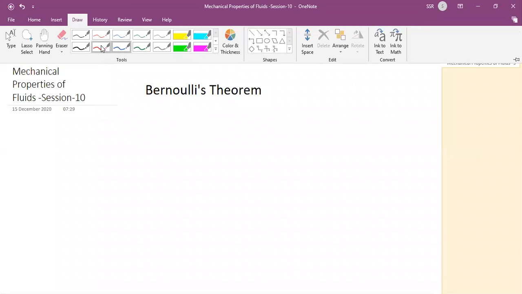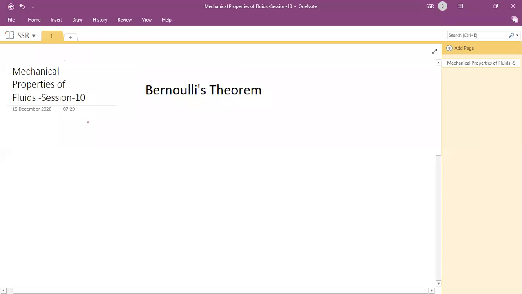Before going to Bernoulli's theorem, first we need to recall different energies. I think energies of flowing fluid we'll see first. After that we'll go for Bernoulli's theorem, because Bernoulli's theorem is a relation between energies of a fluid flowing. So what are the energies that a fluid has? Energies of a flowing fluid.